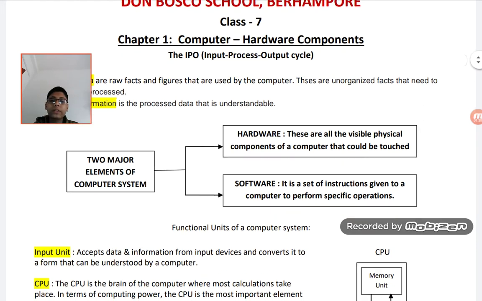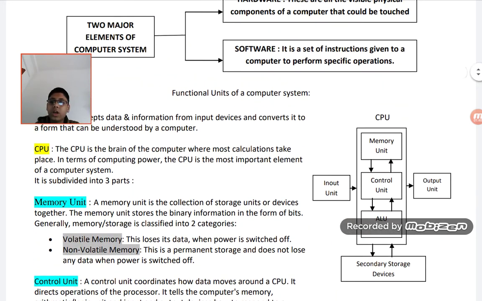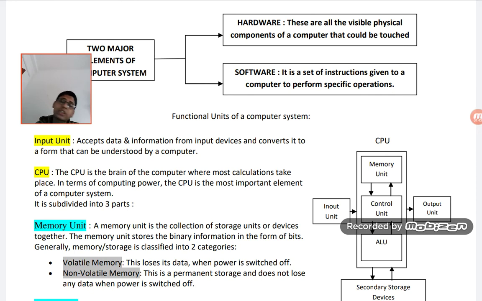Now let's start with the functional units of a computer system. We will start with the input unit. It accepts data and information from input devices and converts it to a form that can be understood by a computer. It is the data or information that we give through input devices to the computer, and it is taken by the control unit, and there in the CPU it is processed. The computer changes it from our language to its language to get it understood.